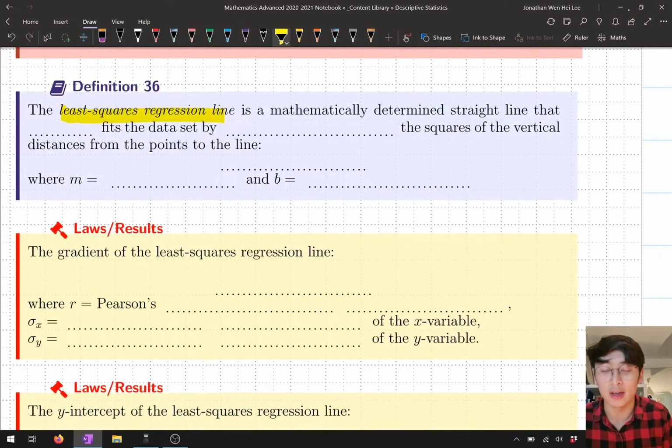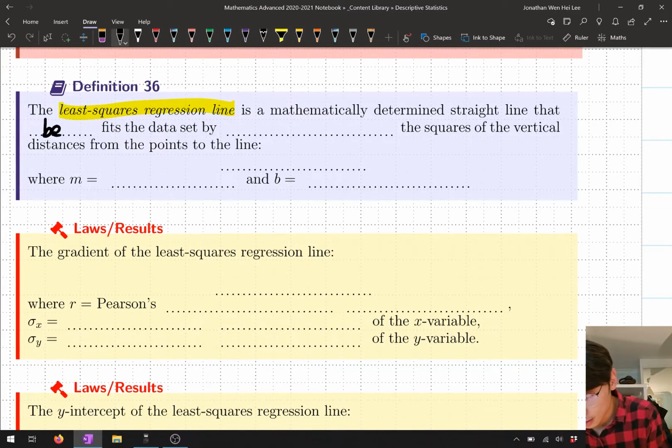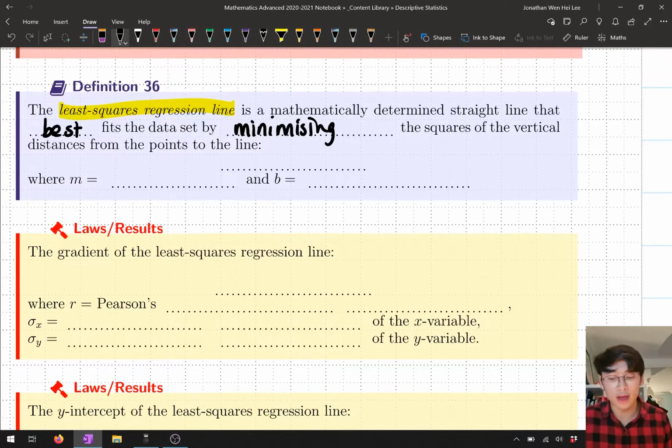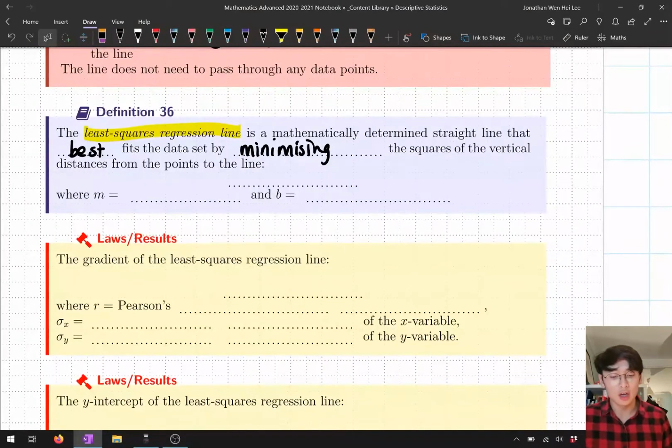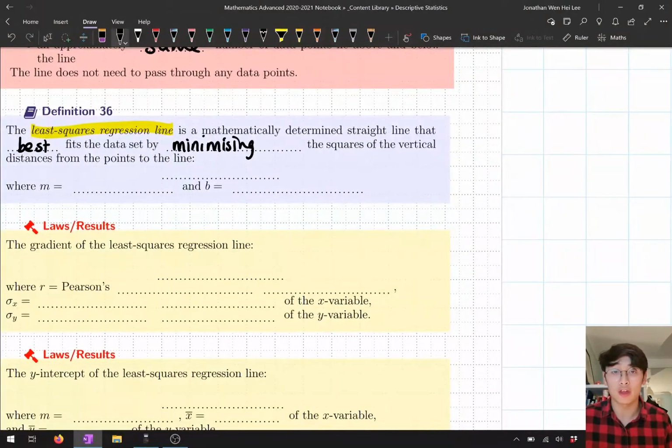I keep saying this wrong and mixing up the words, but it is the least squares regression line. This is a mathematically determined straight line that best fits the data set by minimizing the squares of the vertical distance from the points to the line. We don't actually need to know the calculation, though we do need to know a few things, which we're going to go through in a moment. We can chuck it straight into a calculator and find it for us, which is really nice.